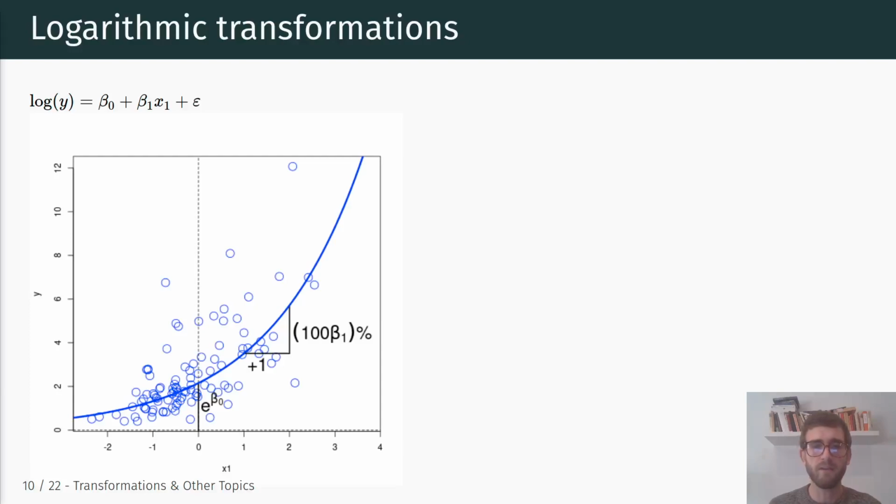Hey everyone. After finishing our discussion of linear transformations, we're now moving on to logarithmic transformations.